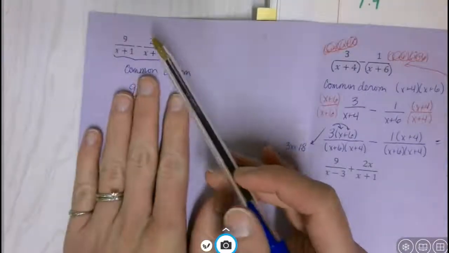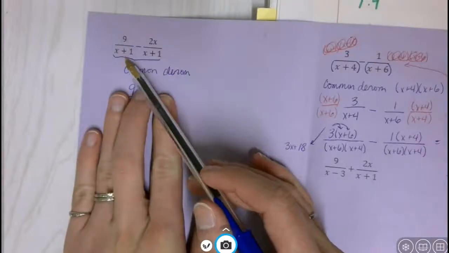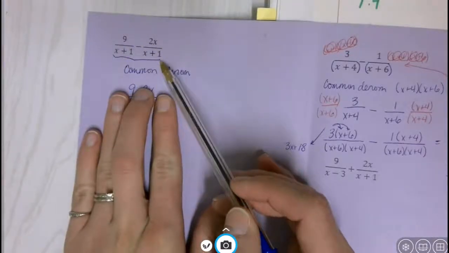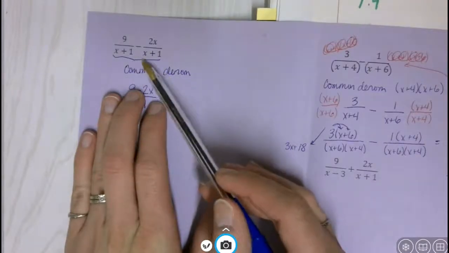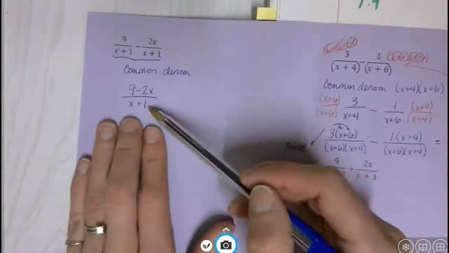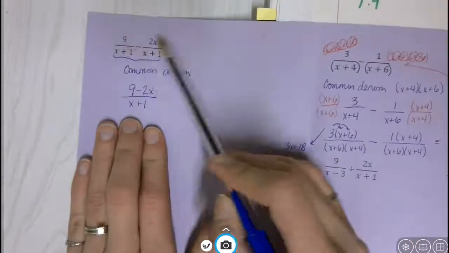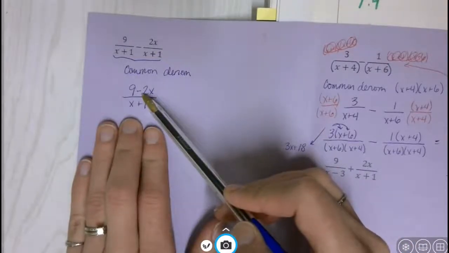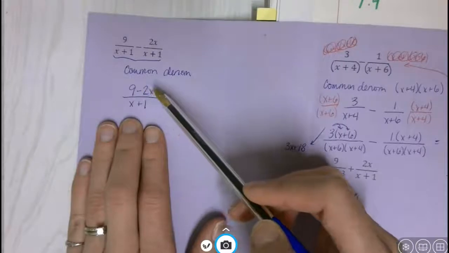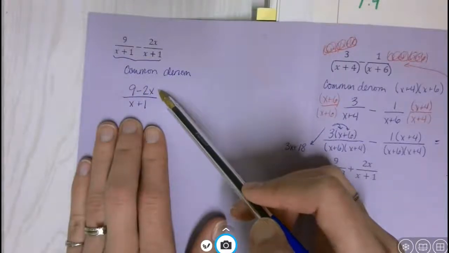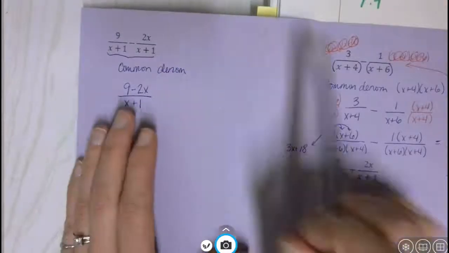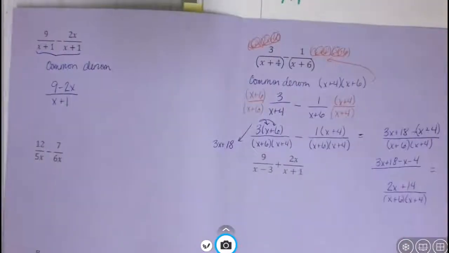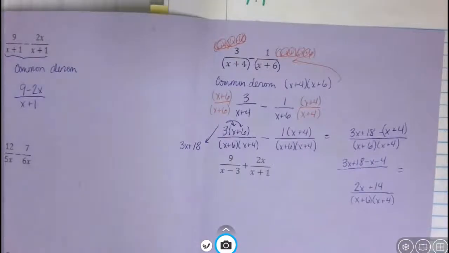Okay, so let's look at this first one. I have 9 over x plus 1 minus 2x over x plus 1. The first thing I notice is the denominator is the same, so that becomes my common denominator. And then since I'm subtracting, I go ahead and subtract my numerators. I notice now that there's nothing I can factor out of my numerator and nothing I can factor out of my denominator, so it's as simple as possible.